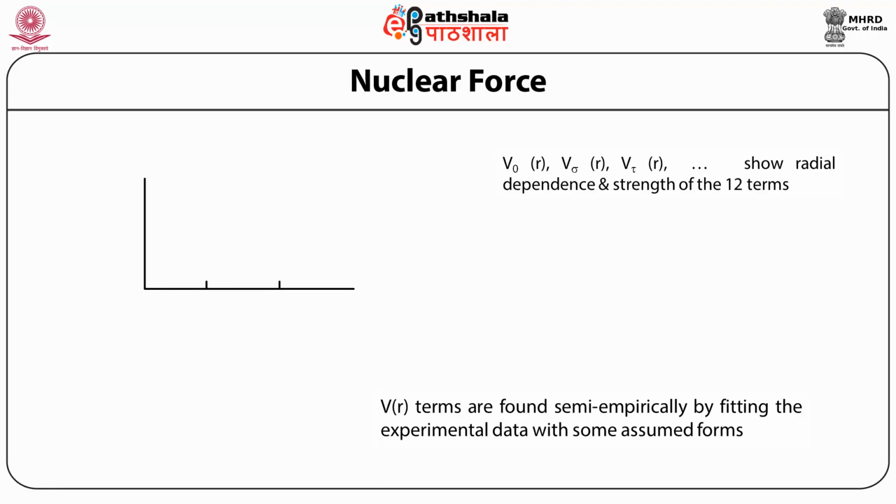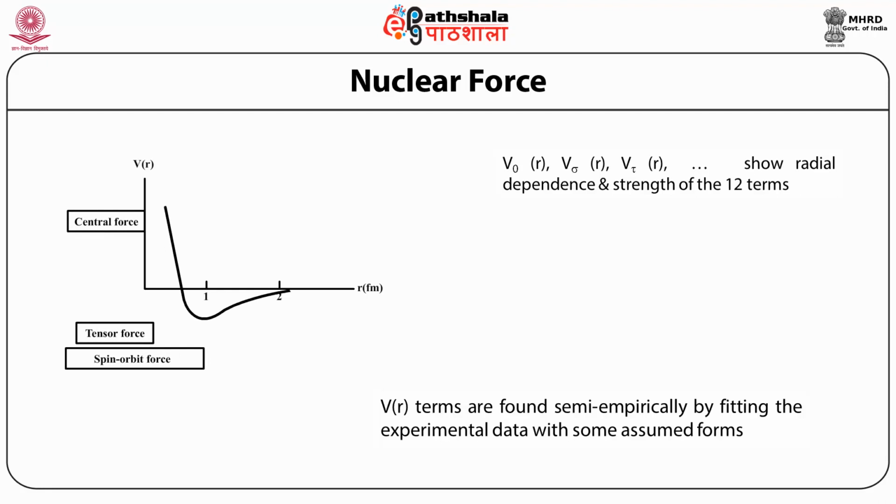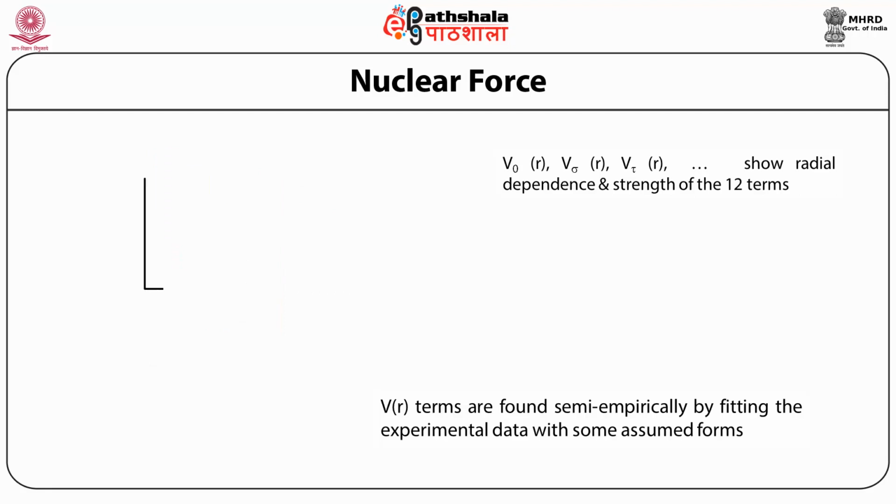Three main components of nuclear force are central force, that is the r dependent nature of the nuclear interaction; tensor force, that is the spin dependent nature of nuclear interaction; and spin orbit force, that is the L dot S dependent nature of nuclear force. V(r) terms are found semi-empirically by fitting the experimental data with some assumed forms.